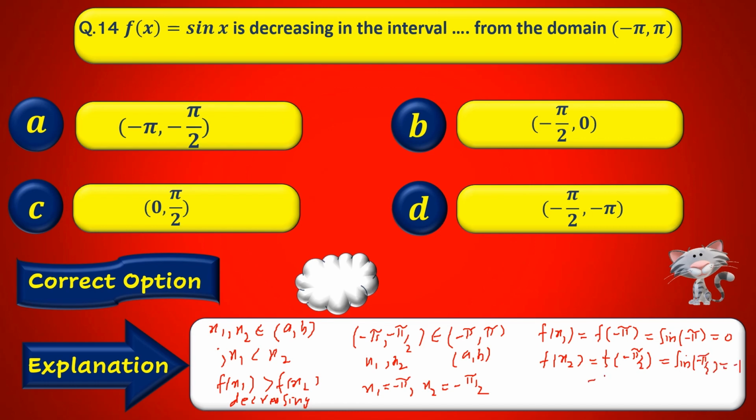Now minus 1 is less than 0, or I should say 0 is greater than minus 1. That is f of x1 is greater than f of x2. Therefore, the function is decreasing in the interval minus pi to minus pi by 2. Likewise, we can check all other intervals, and we will find that option A is the correct option.